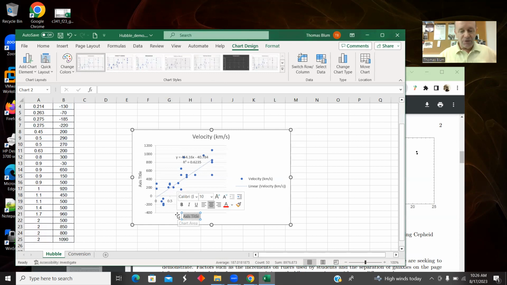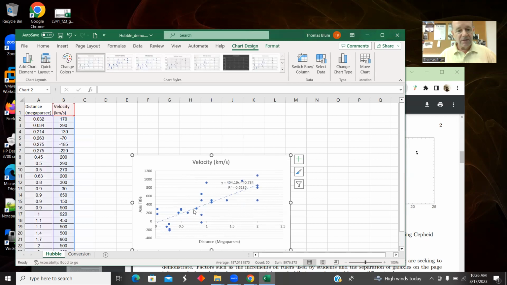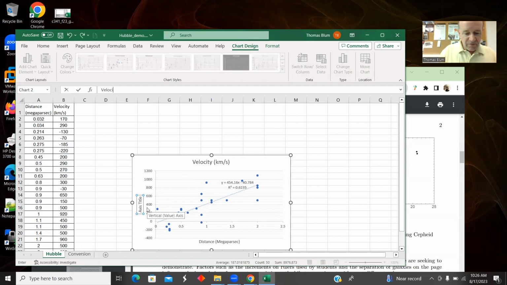The x-axis here was that first column, which was the distance, and that was given in a unit called megaparsecs. And then I don't like the legend, and then the y-axis was velocity in kilometers per second. And then up here, the title, I'm going to say Hubble's original data.